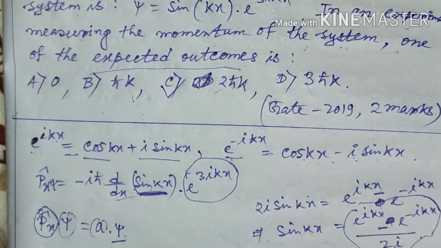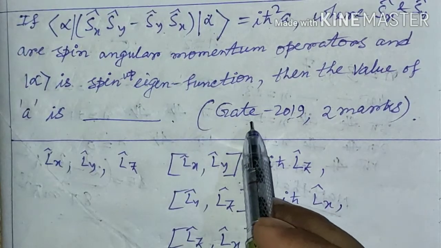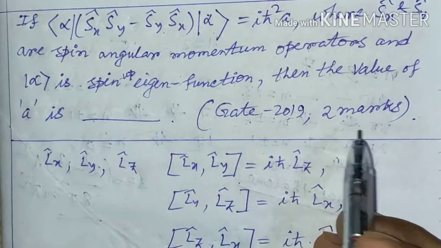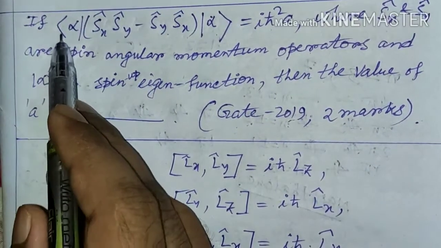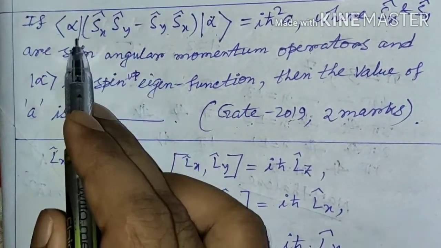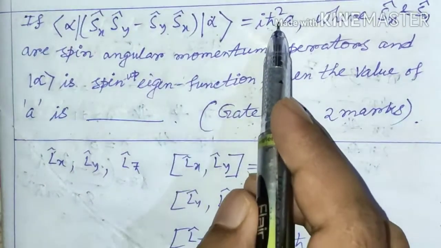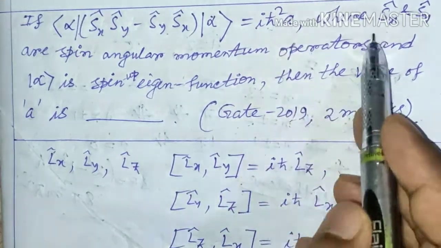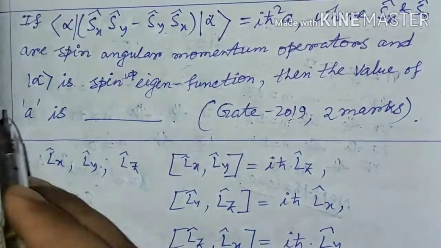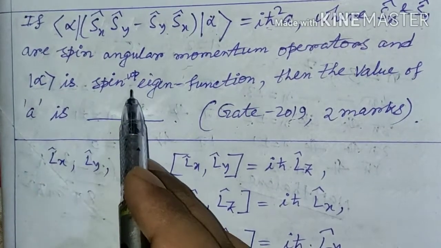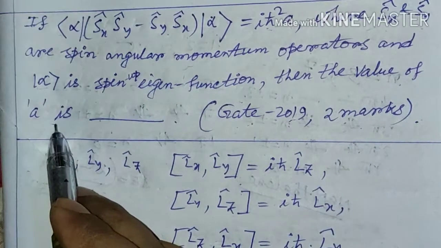Now let's see the last question of this discussion. This question came in GATE 2019 for 2 marks. It is also a little difficult question. It is given as alpha (SxSy minus SySx) alpha is equal to iħ² into A, where Sx and Sy are spin angular momentum operators, and alpha is the spin up eigenfunction. Then we have to calculate the value of A.